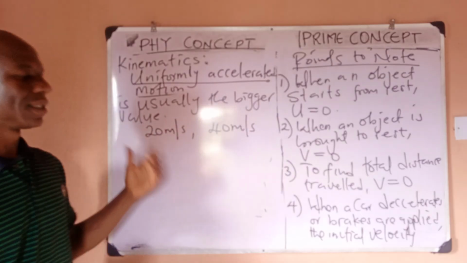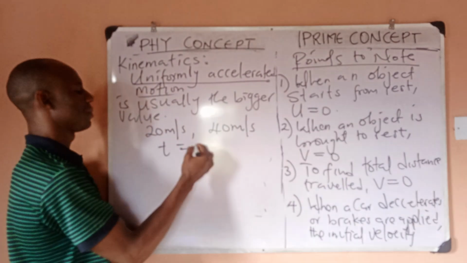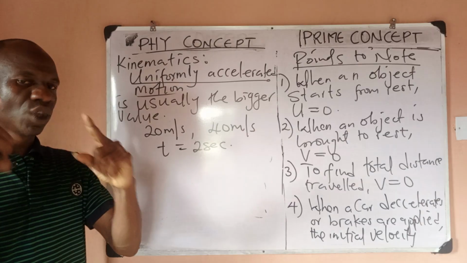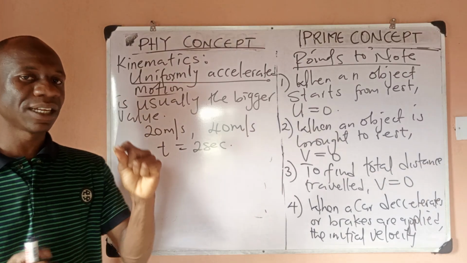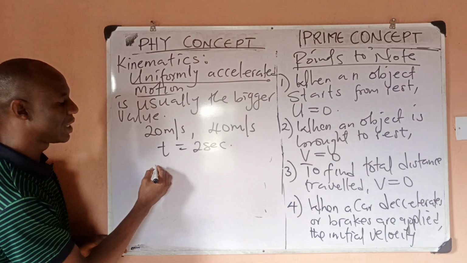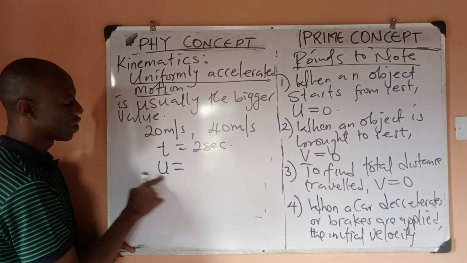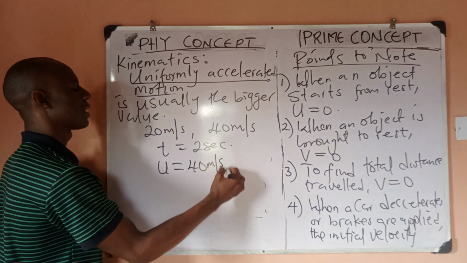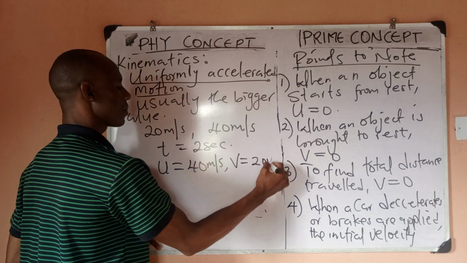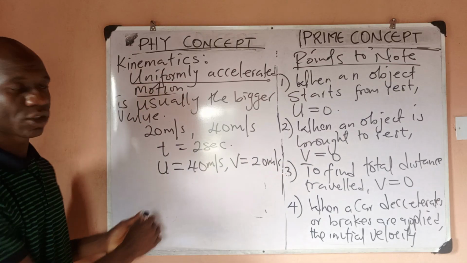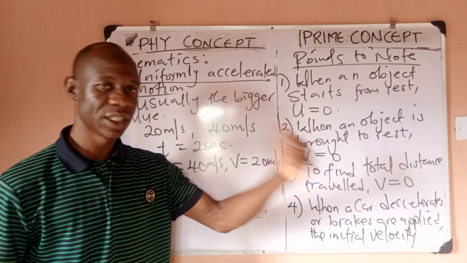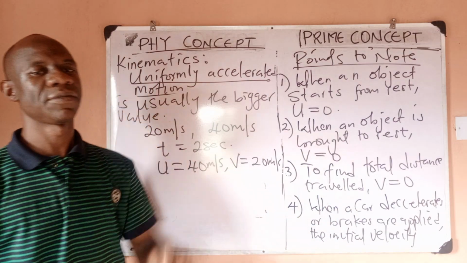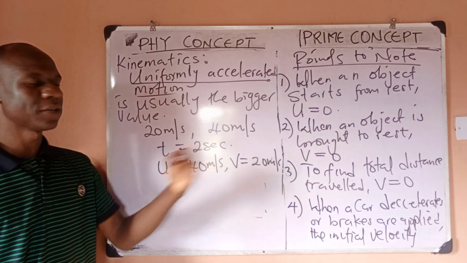They say find the deceleration. Let's say time is 2 seconds. Say this is decelerating. So you would quickly know, because they have mentioned deceleration, you would assign the bigger velocity. So initial velocity would take the bigger value. So U becomes 40 meters per second, then V becomes what? 20 meters per second. So this is what I'm trying to explain here. So when a car decelerates or brakes are being applied, then the bigger value should be the initial velocity. The smaller value should be the final velocity.